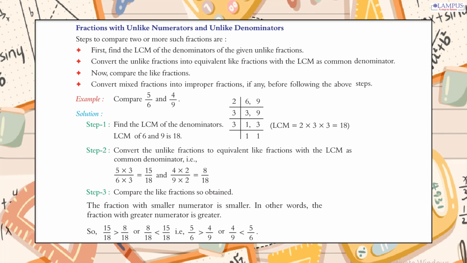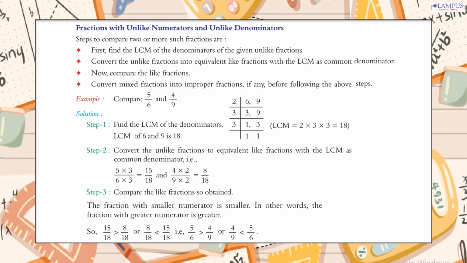Fractions with unlike numerators and unlike denominators. Steps to compare two or more such fractions are: first, find the LCM of the denominators of the given unlike fractions. Convert the unlike fractions into equivalent like fractions with the LCM as common denominator. Now, compare the like fractions. Convert mixed fractions into improper fractions, if any, before following the above steps. Example. Compare 5 by 6 and 4 by 9.